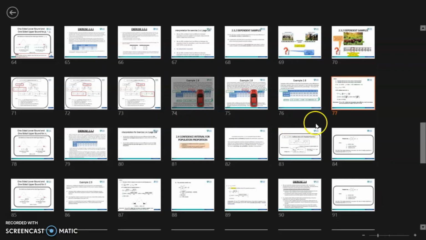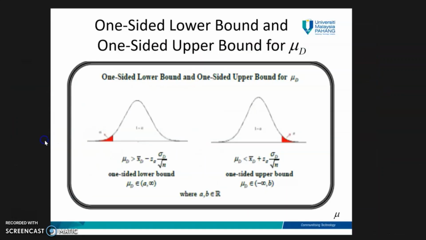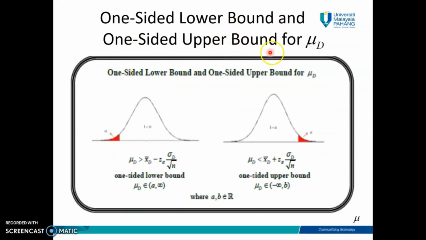Okay, I think in my next video, I'm going to focus on the one-sided lower bound and one-sided upper bound to estimate mu d. Okay, that will be all for this video.